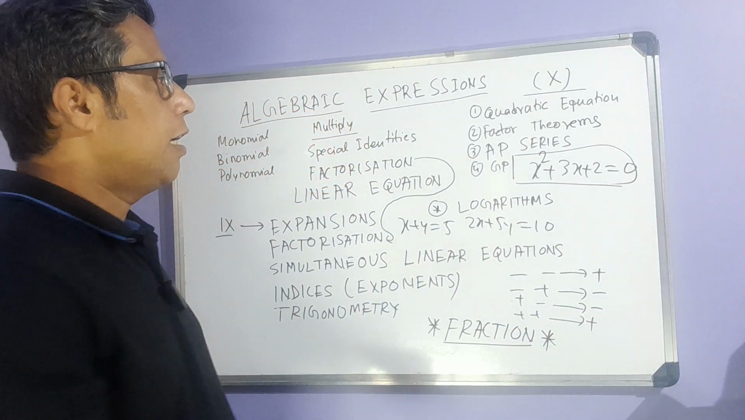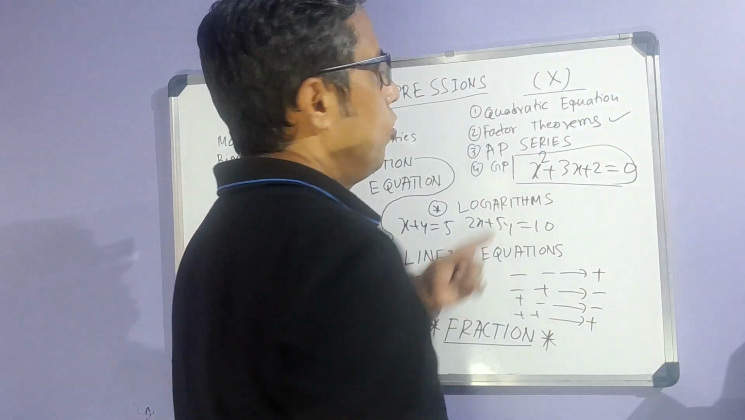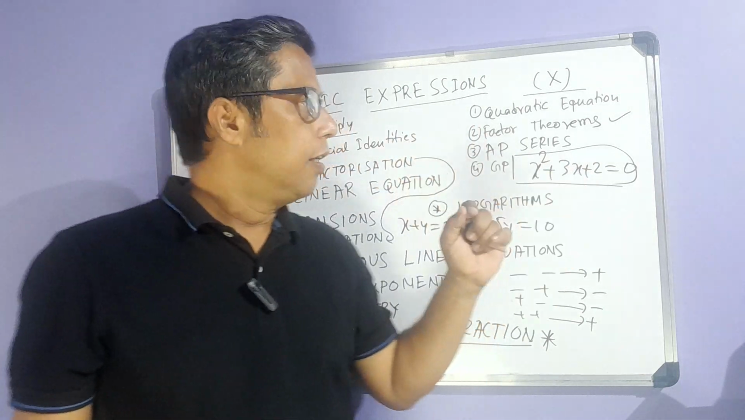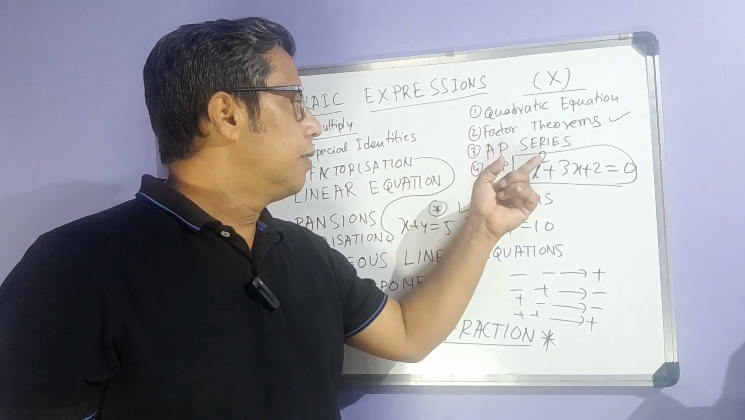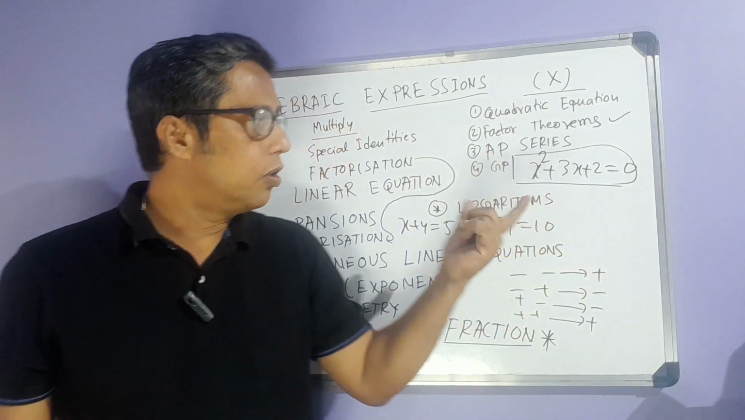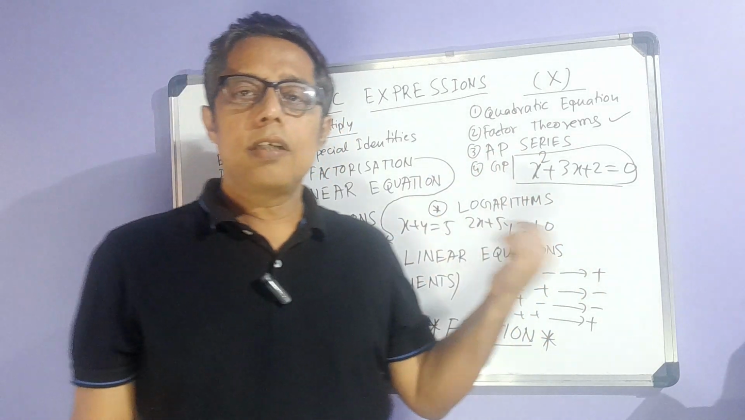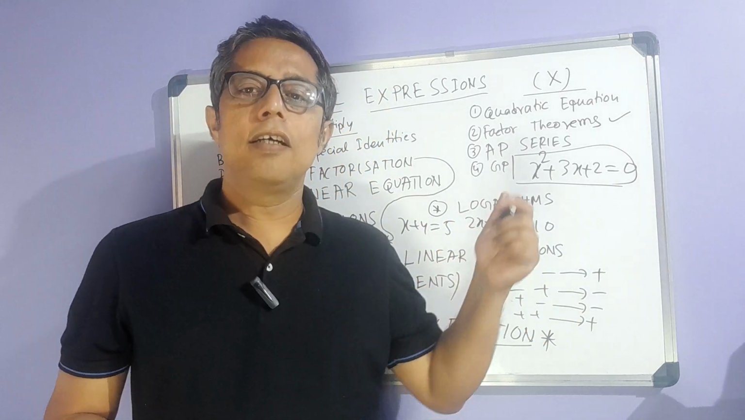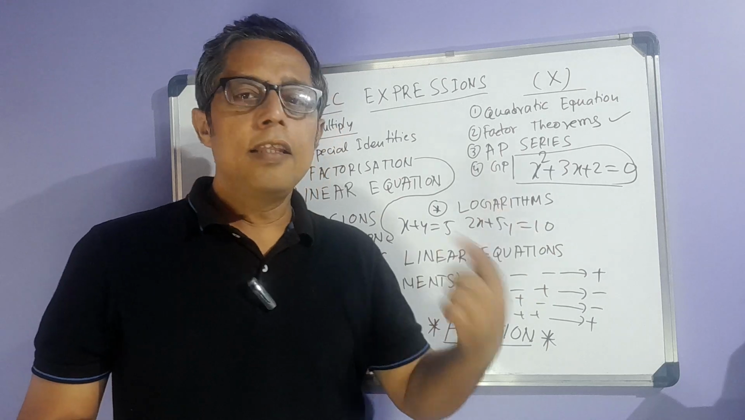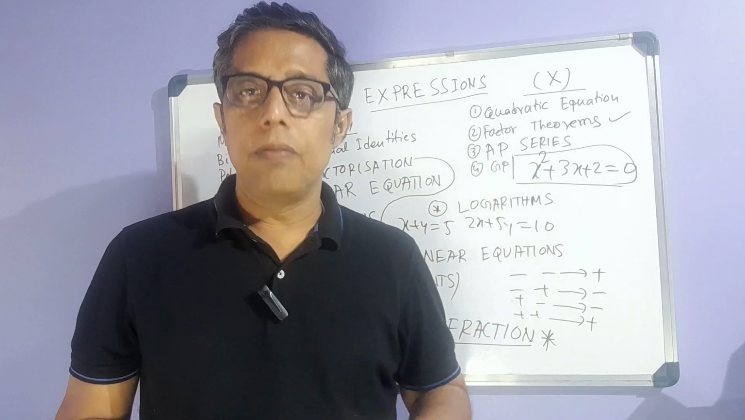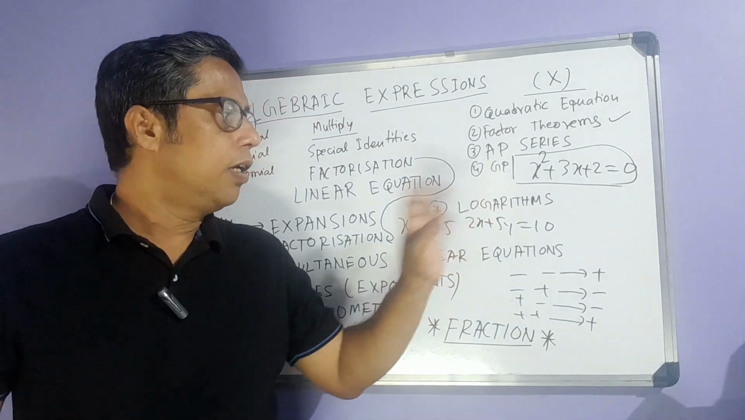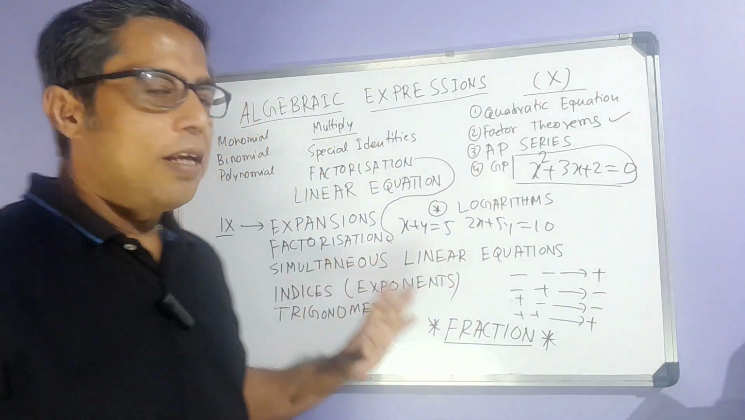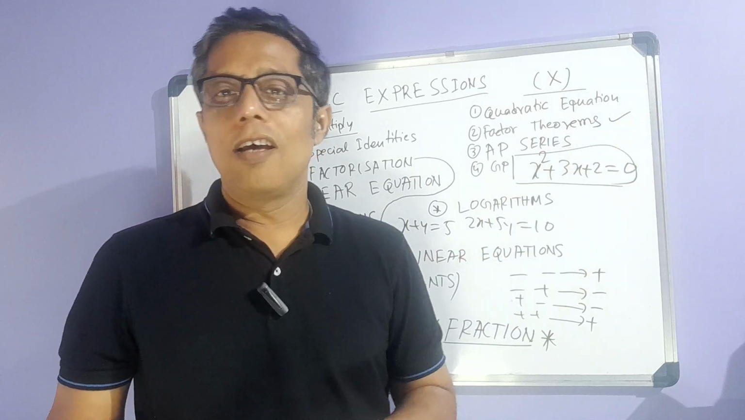Now next is the factor theorem. This is new and very interesting, and we are going to start it in class 10. Next is the AP series and GP series, the arithmetic progression and geometric progression, which we start in class 10. This is mainly in the ICSE class 10 curriculum, and this part will be continued in class 11. So this is also very important. These are overall the journey of algebra from class 7 to class 10.